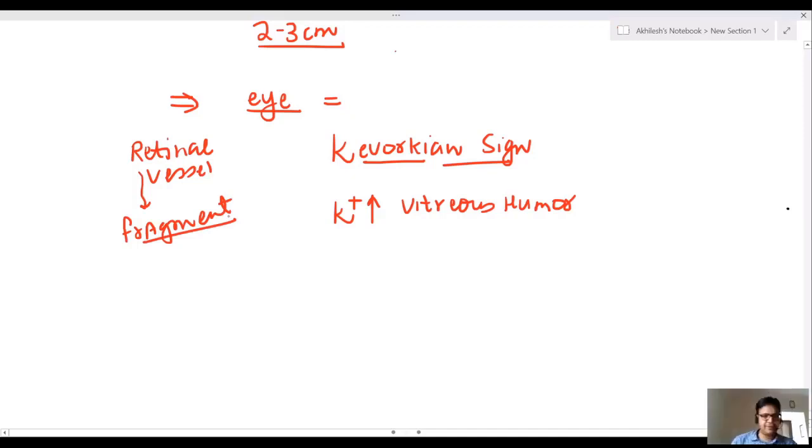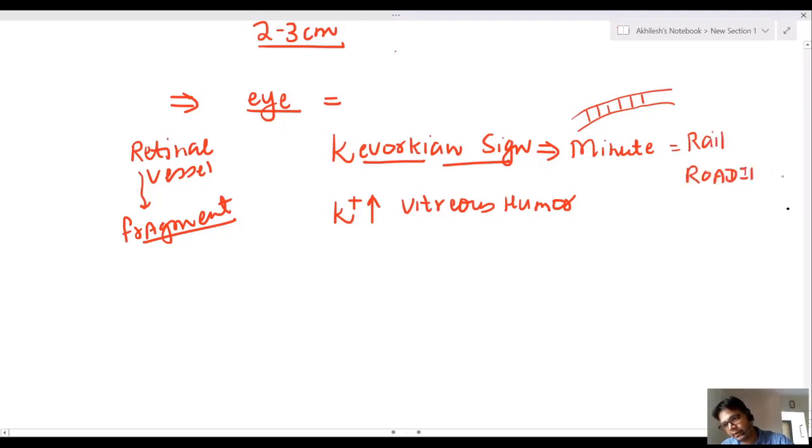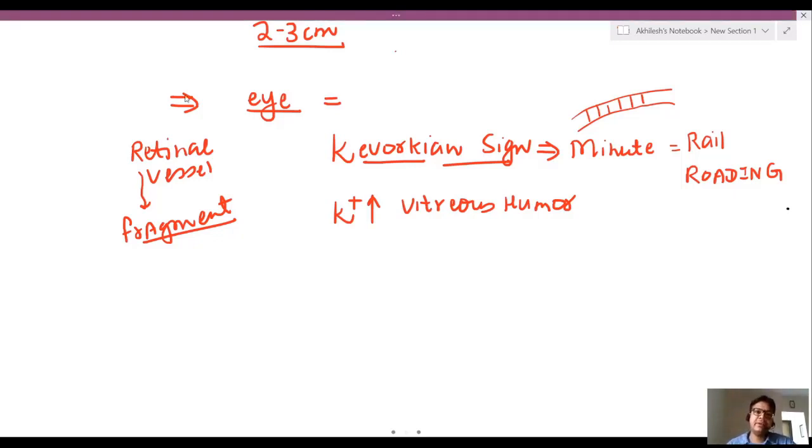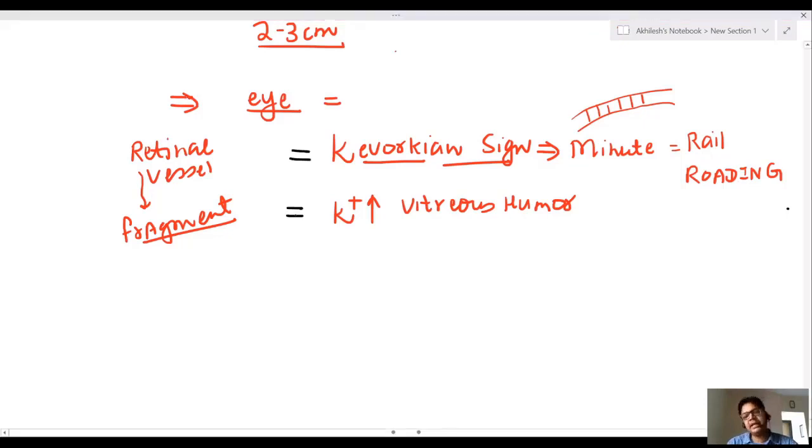This is the earliest change of the eye. It is seen within a few minutes of the death. There will be retinal vessel fragmentation, known as railroading phenomena, because it looks like a railroad. You will see Kevorkian sign, retinal vessels are fragmented. Second is potassium ion increases in vitreous humor.